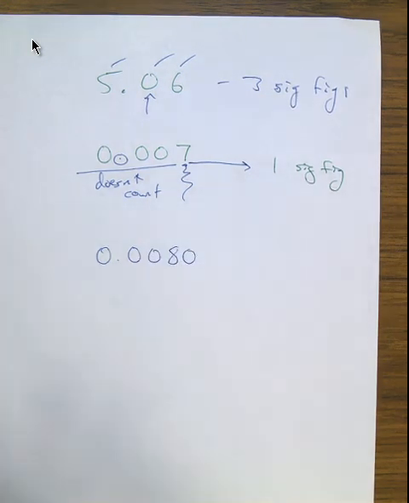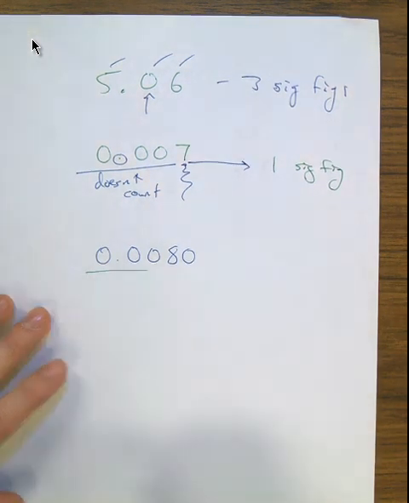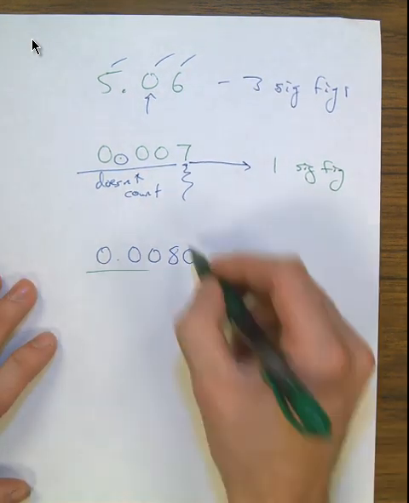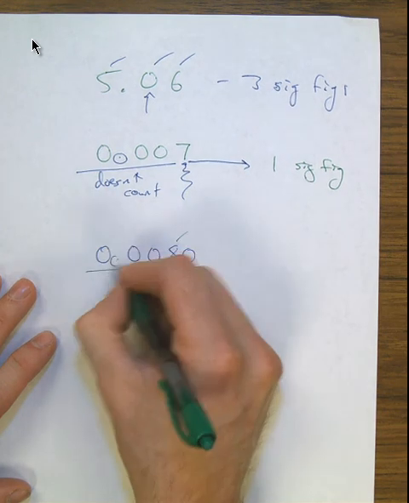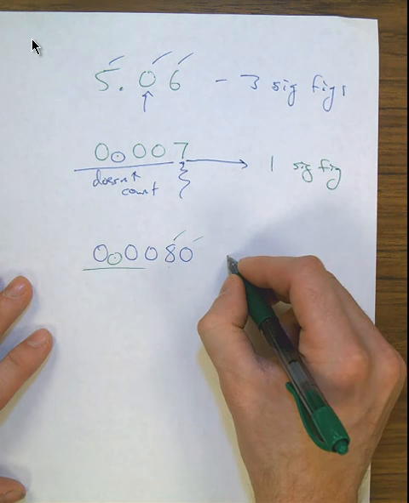Let's do one last example. 0.0080. Now, in this problem, everything to the left of the first non-zero doesn't count, so we ignore it. The 8 is significant. There is a decimal, so stuff to the right of that 8 does count, so there are 2 sig figs.